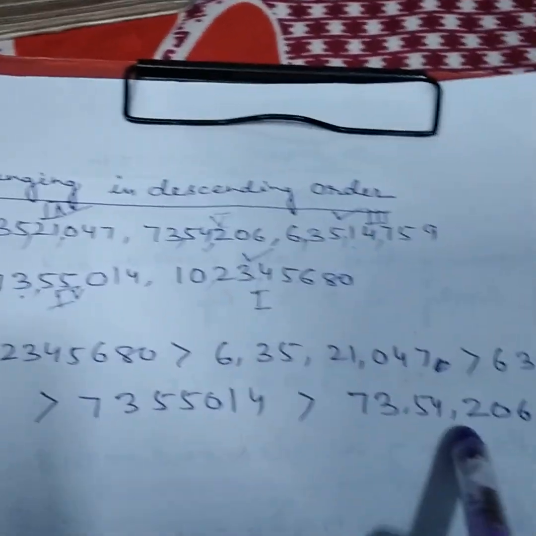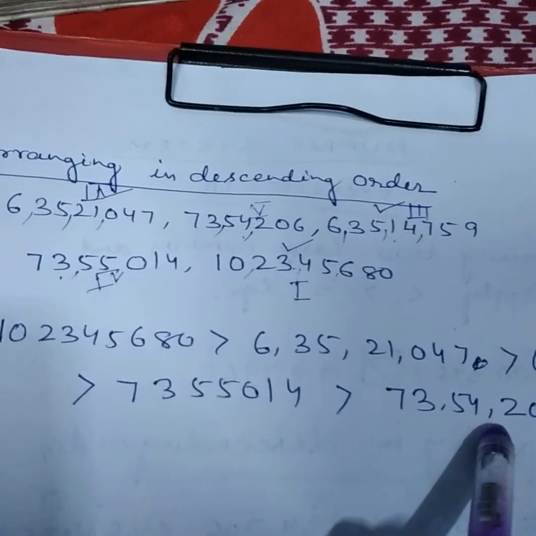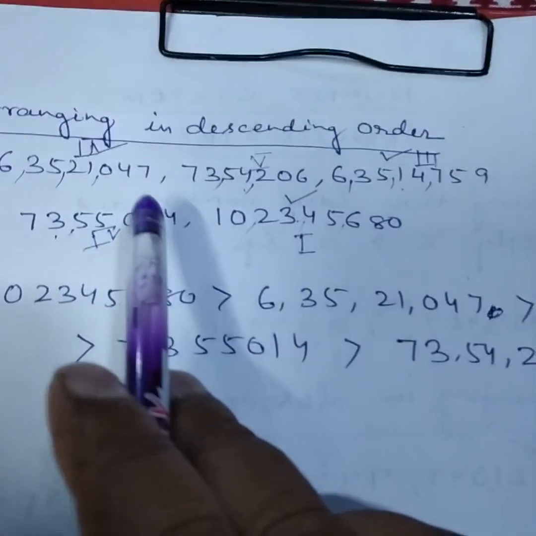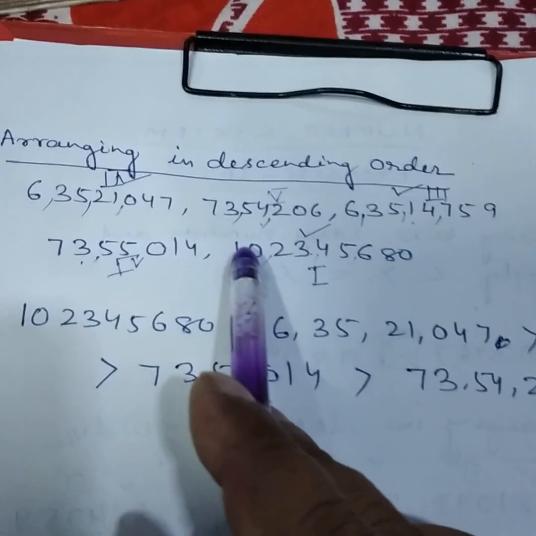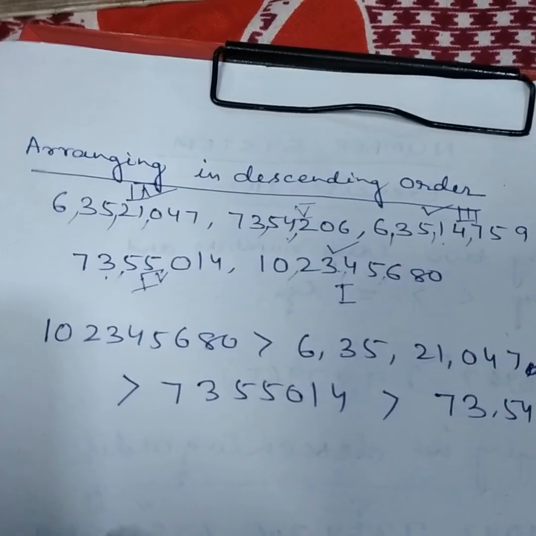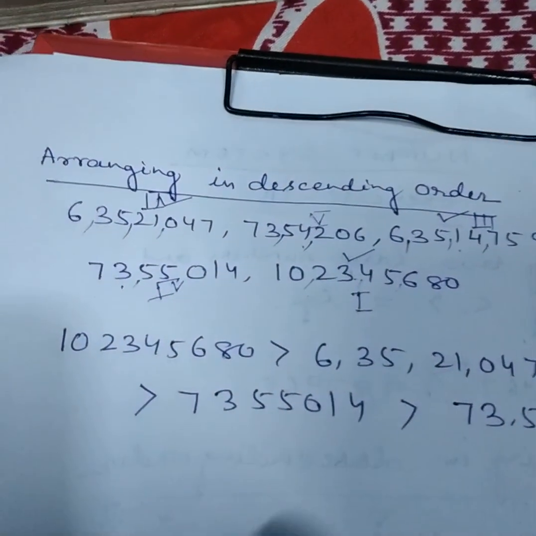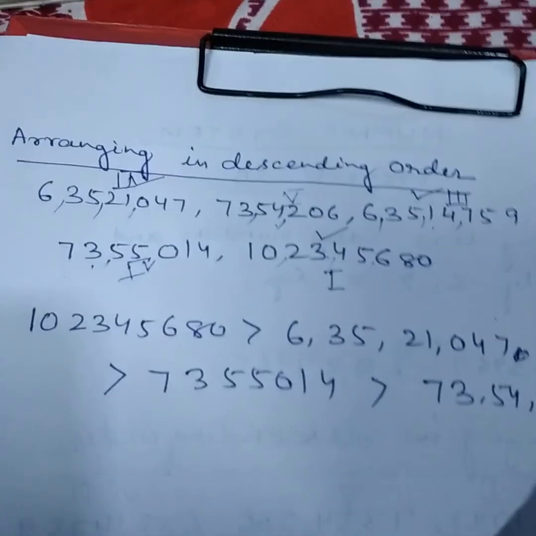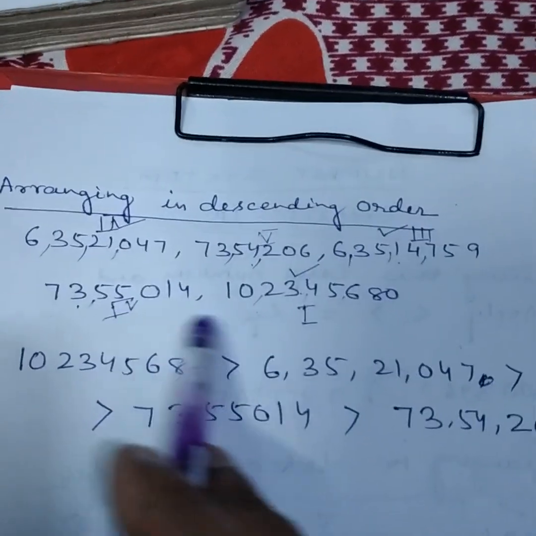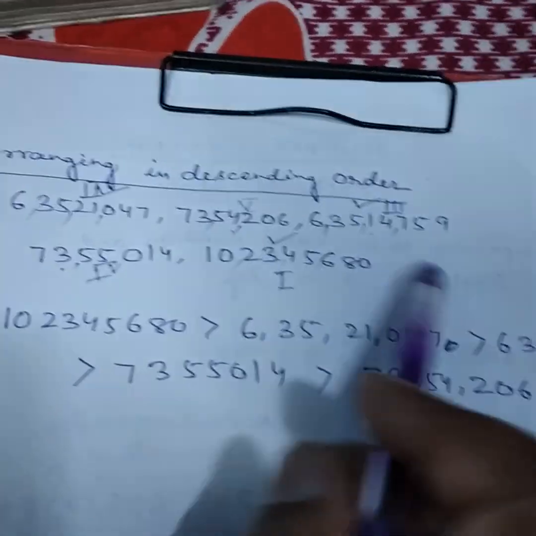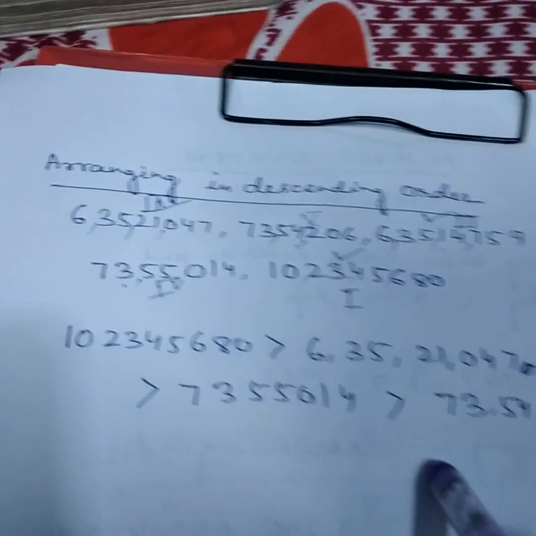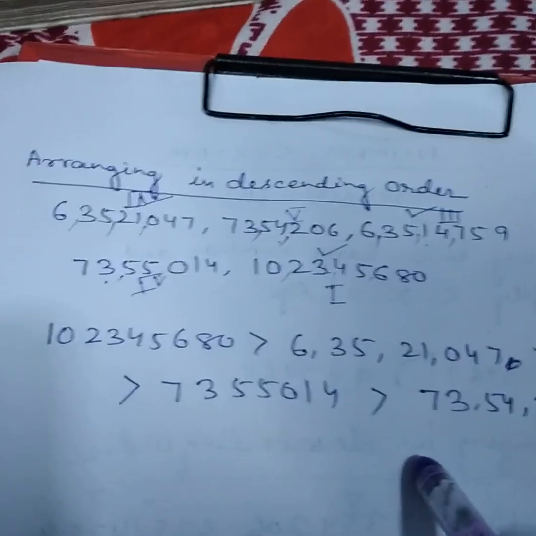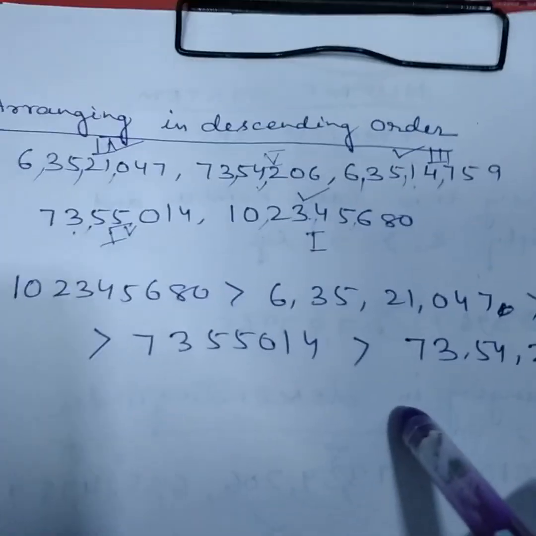Same procedure, children, we have to apply for ascending order. We have to arrange the numbers in the same way, but the smallest one we have to write first, and the greatest we have to write last. So the method of finding the sequence is the same. According to this example, you can solve questions 7 to 14 also. These are all very easy questions, children.